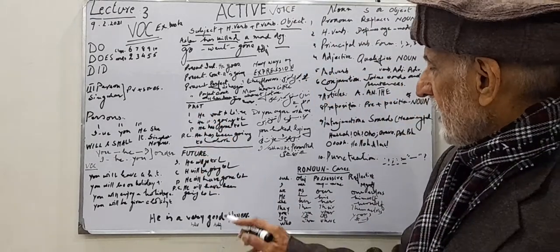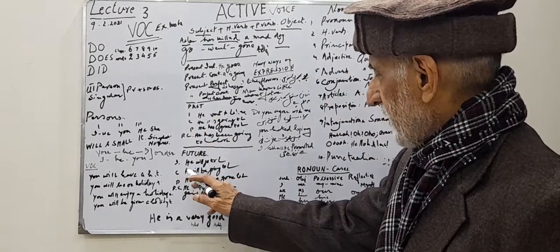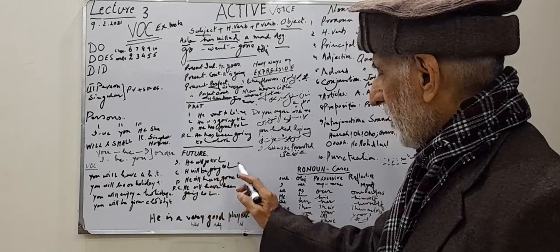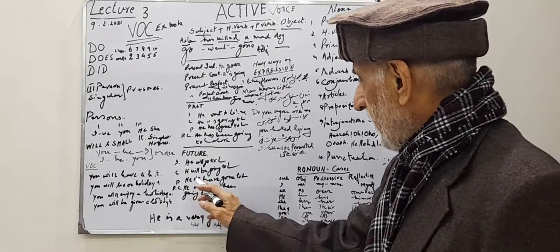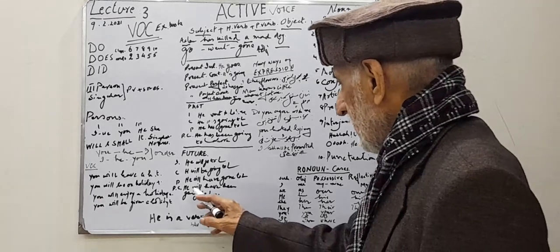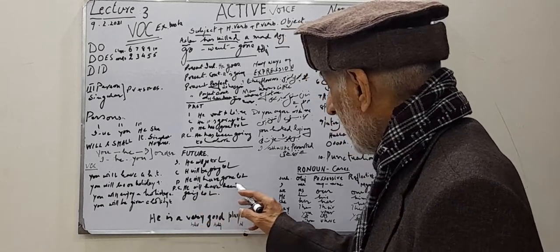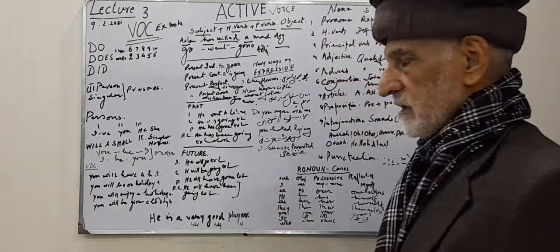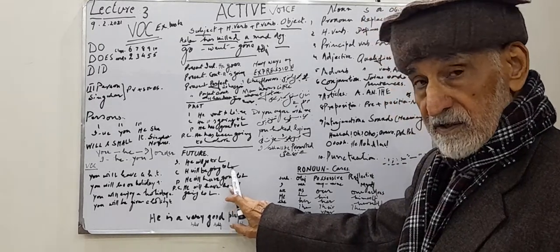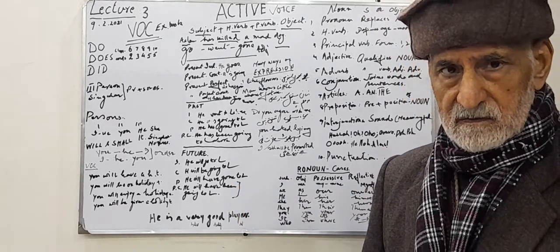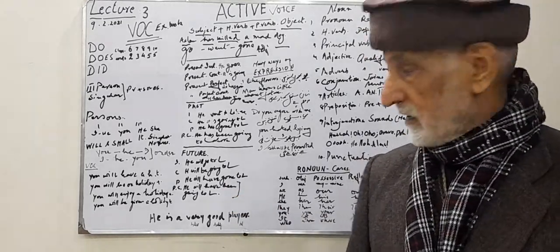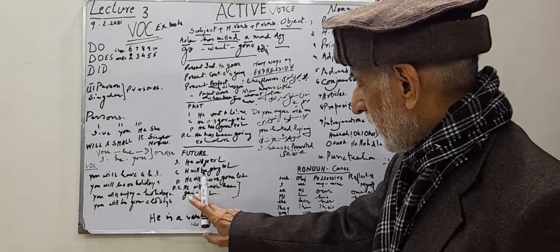This was past, and now future. Indefinite: He will go to Lahore. He will be going to Lahore. Continuous. He will have gone to Lahore. Perfect. He will have been going to Lahore. Be very careful about this future perfect continuous. Students make an error in this part. He will have been going to Lahore.